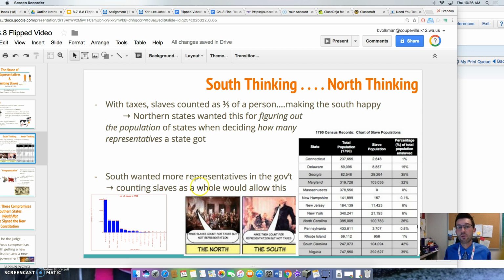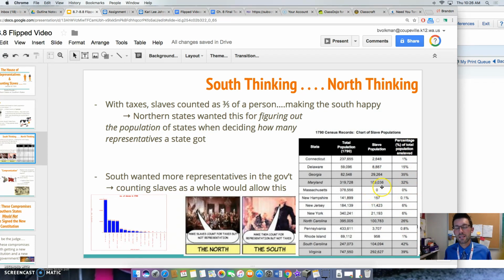And if they counted slaves as a whole person, they would get that. I want you to take a look at this chart right here. This column represents the total population of each state in 1790. The middle column is how many slaves each state had. This column is the percentage of those states.